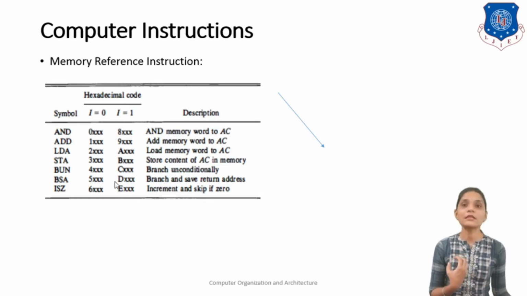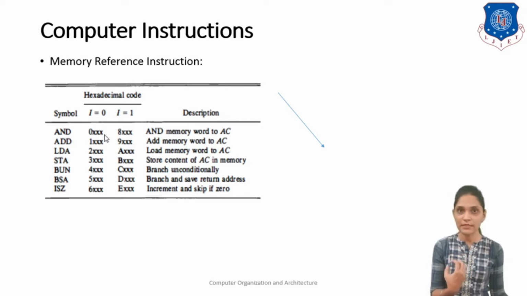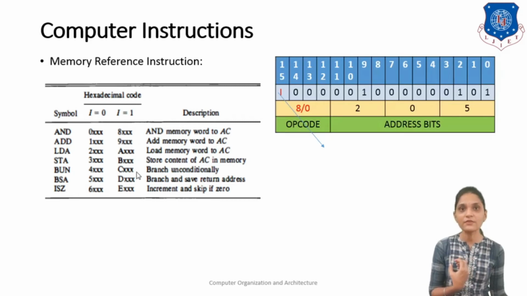Here we are going to see how the operation codes for these instructions are generated. For example, if we consider this AND instruction, then it has an opcode of 0XXX or 8XXX. That will depend upon your addressing mode, whether you have used direct addressing or indirect addressing. If it is direct addressing, then your hex code will be 0 and then your address that you have used in your instruction. And if you have used indirect addressing, then 8 and then your address. Let me see with the example.